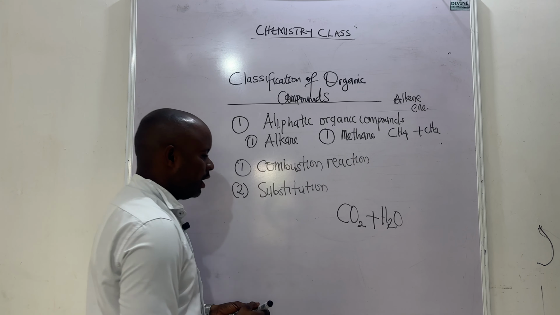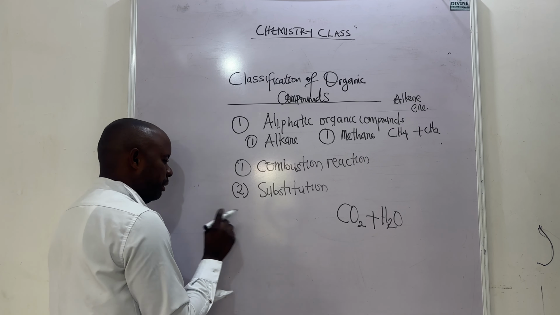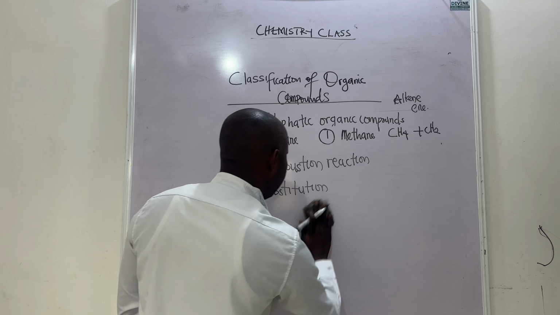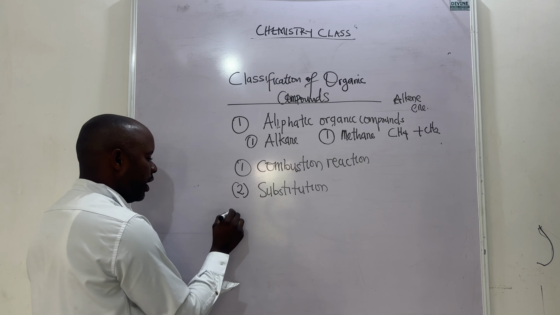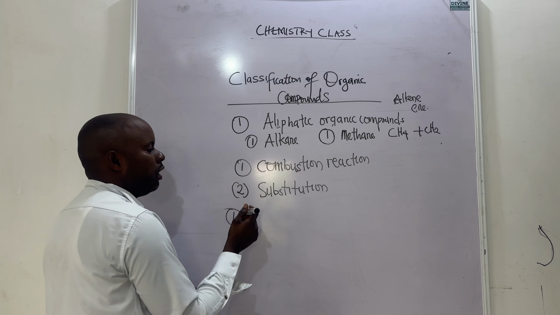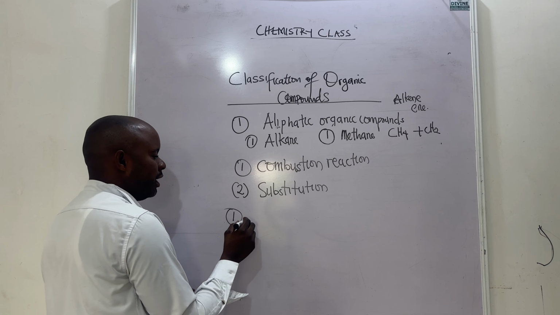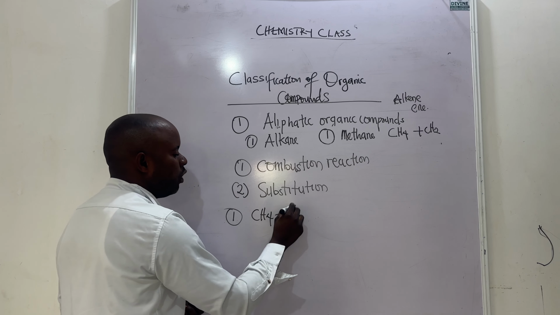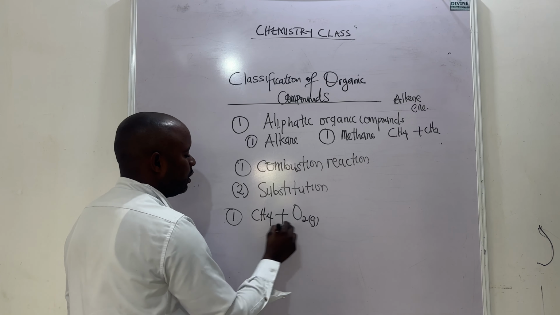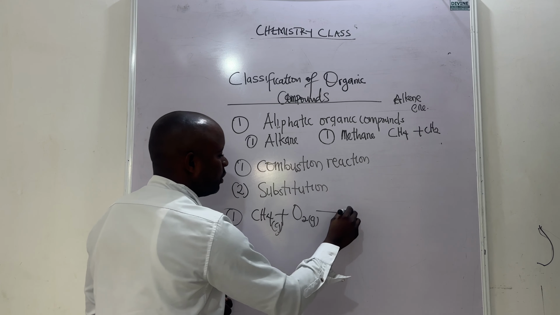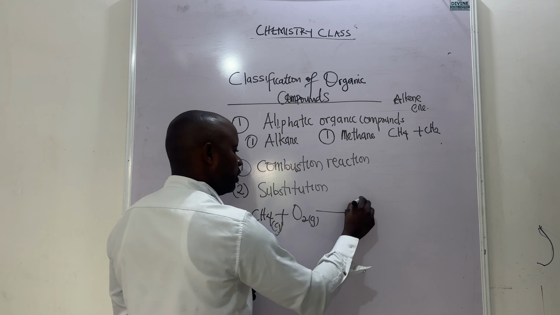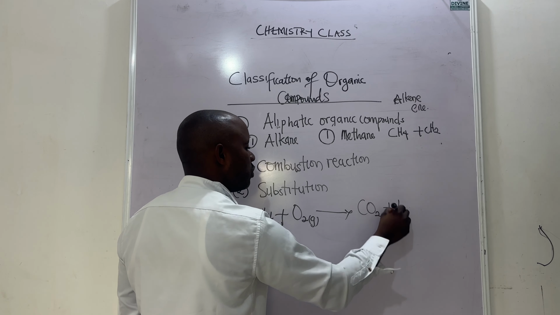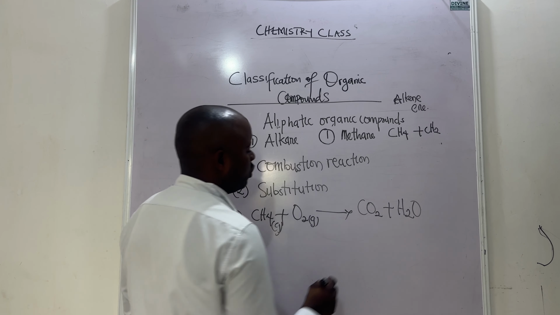But in this case, let's use methane as a very good example. Let's talk about the combustion reaction. When an organic compound burns in excess air, it gives two stable compounds. We're going to have oxygen, let's say this is gas, to give us CO2 plus water.